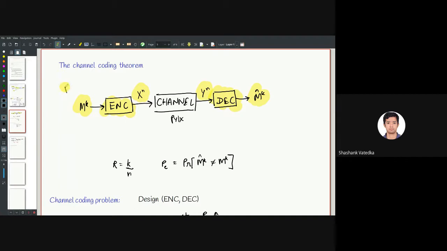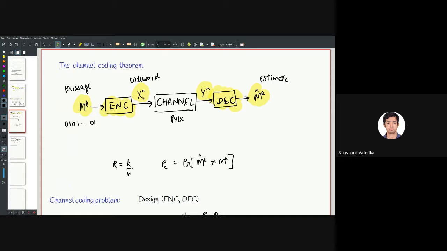So this is the message, and the encoder takes k message bits and outputs a code word of length n. The output of the channel is some vector y^n, and the decoder outputs an estimate, which we call m^k hat. So for example, we have some message bits, and these are converted to, say, n code word bits, or you could also do joint encoding and modulation.